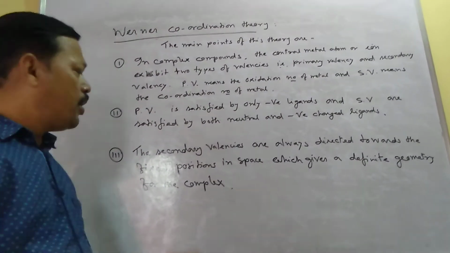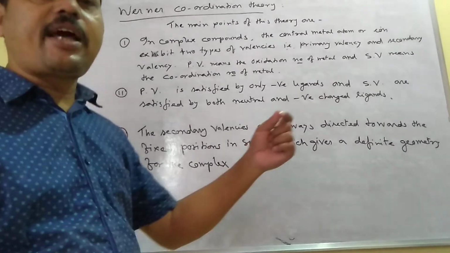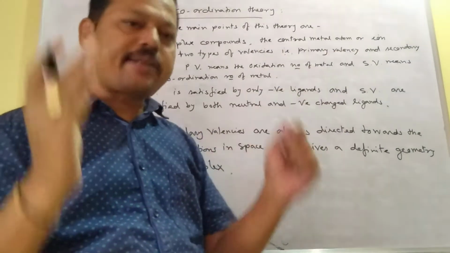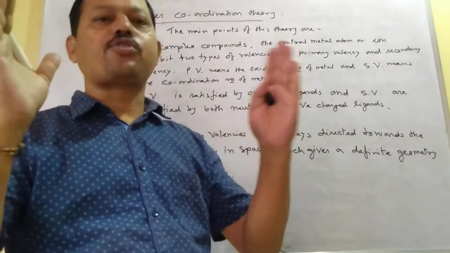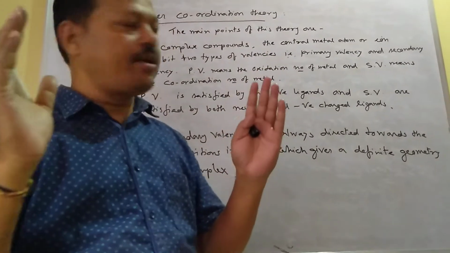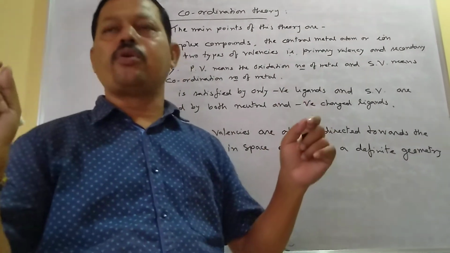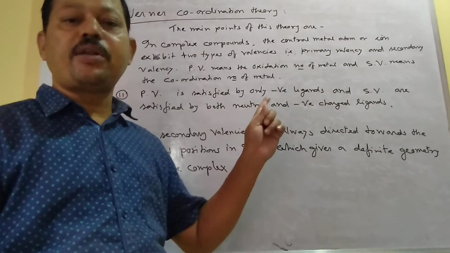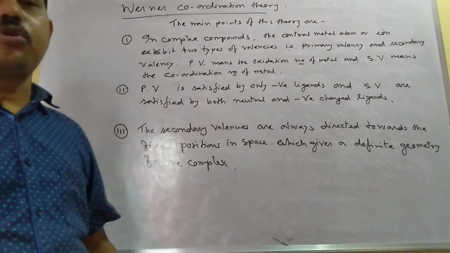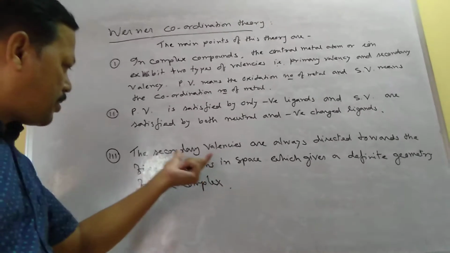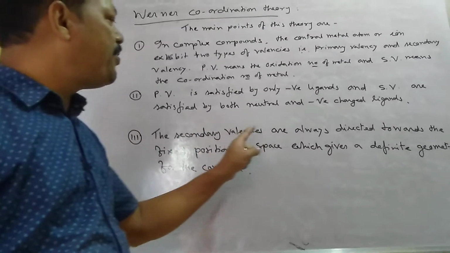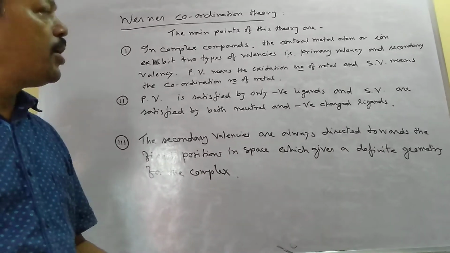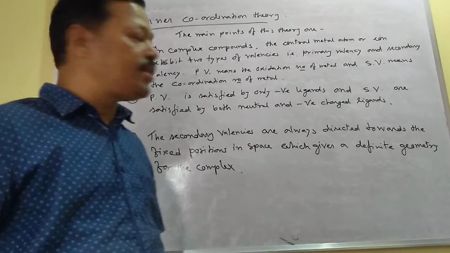And the third point: to maintain the secondary valency, when the ligand comes towards the metal, the ligand always comes with a direction. In a proper direction they will come, and that is why the complex always has a definite geometry. For example, if the coordination number is 4, the shape may be tetrahedral or square planar, and if the coordination number is 6, then the shape of the complex will be octahedral. So you have written this in the third point: the secondary valencies are always directed towards the fixed positions in space, which gives a definite geometry for the complexes. So this is about the coordination theory.